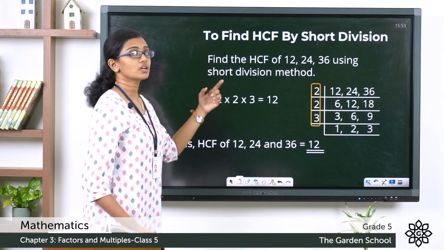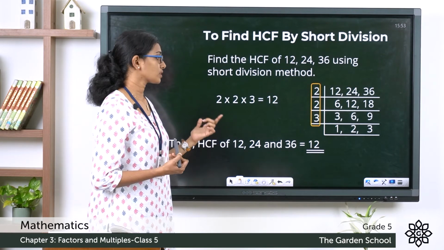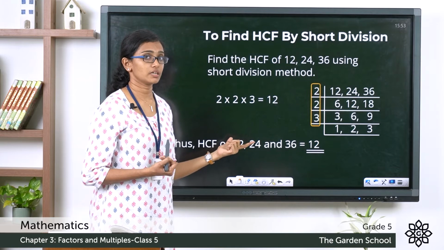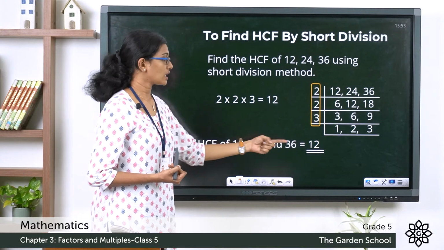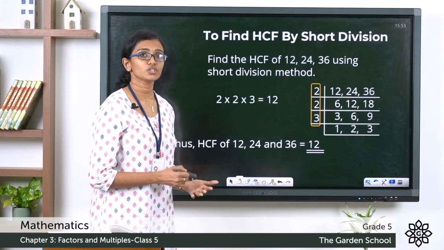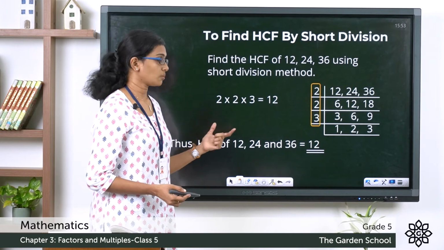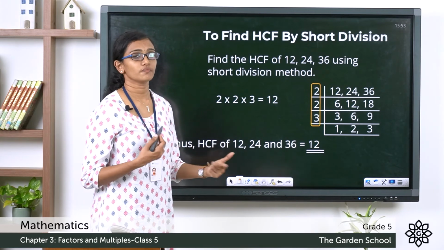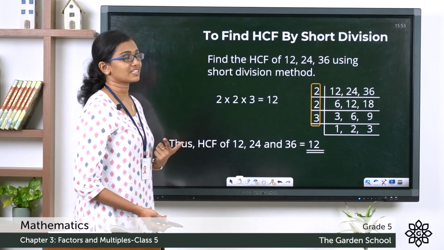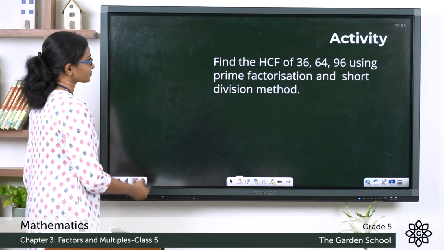Did you notice earlier when we found out the HCF using prime factorization method, the HCF was 12 and here also the HCF is 12. So, the HCF remains the same no matter which method you are using to find out the highest common factor. So, I hope this is clear to you.